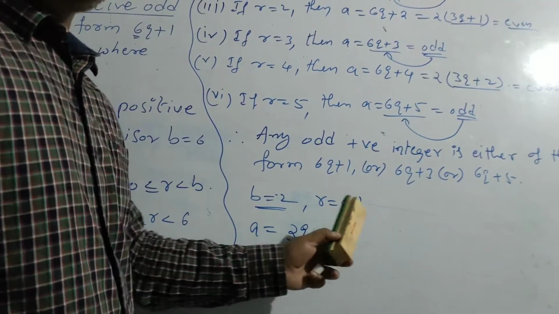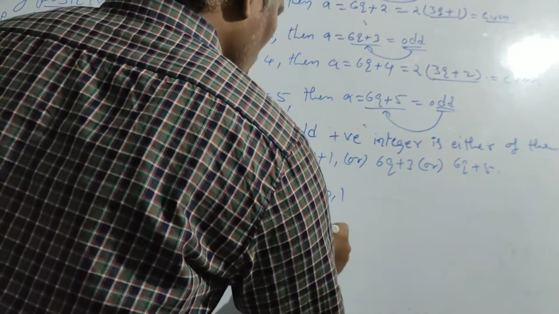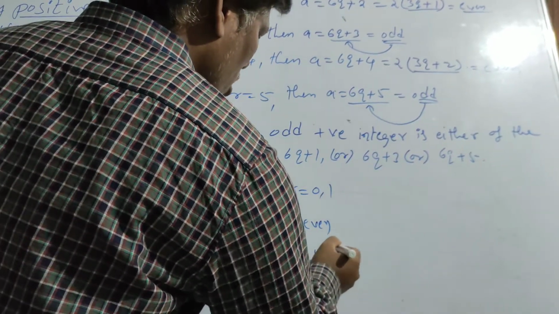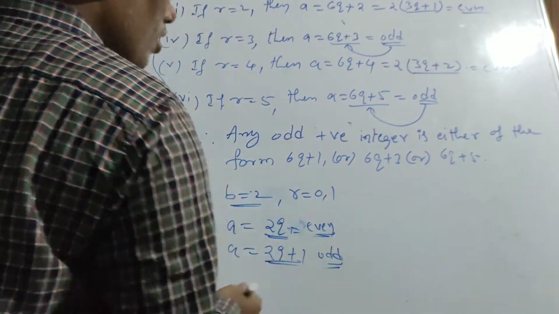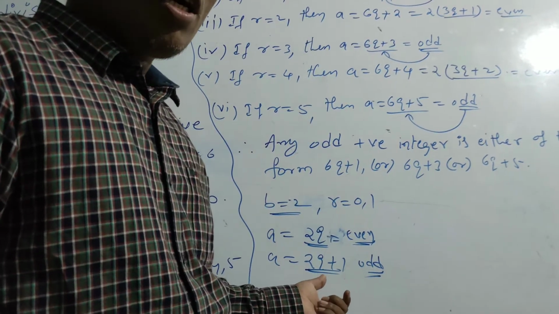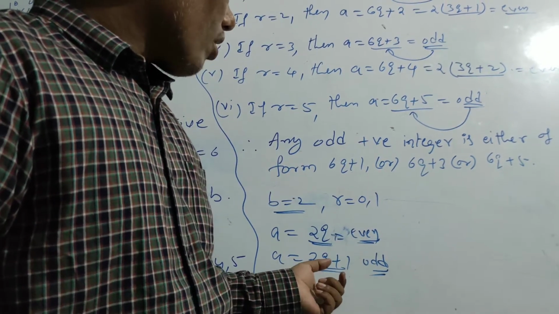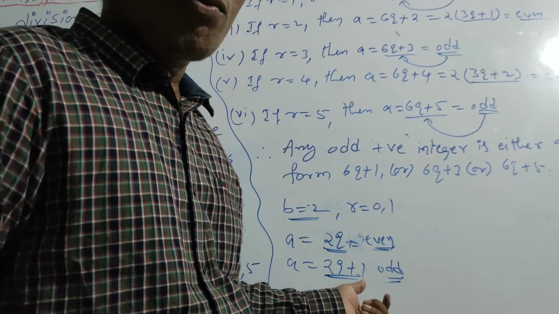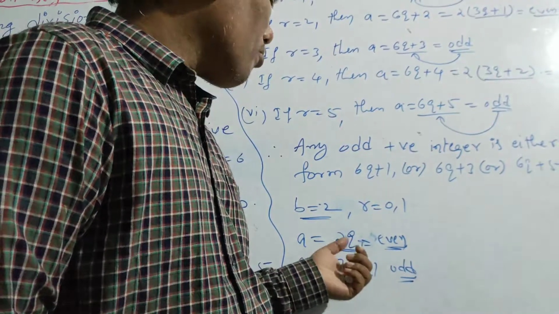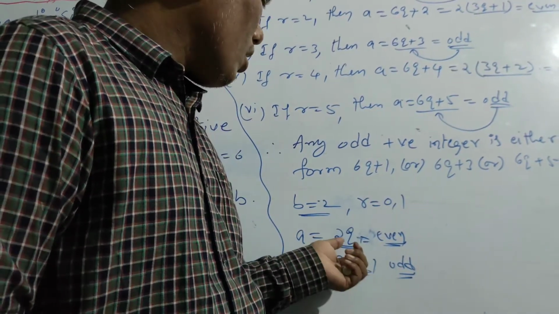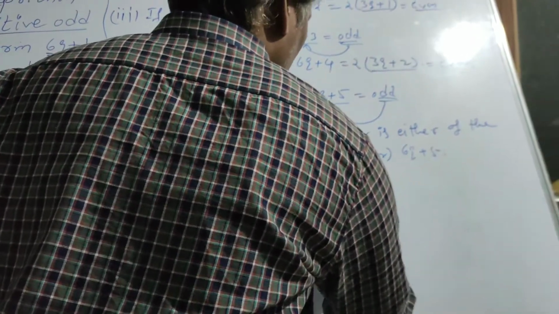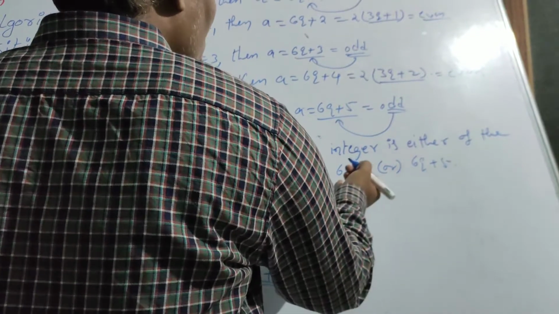Clearly it is in the form of 2 into something, so it is an even number, and here you cannot take 2 common, so it is an odd number. Okay, 2q is an even number and 2q plus 1 is an odd number. So any odd number must be in the form of 2q plus 1 when you choose the divisor 2, and any even number must be in the form of 2q when you choose the divisor 2. Okay. So in a similar way, you can choose some other divisors also. Suppose here we chose 6, here we chose 2.